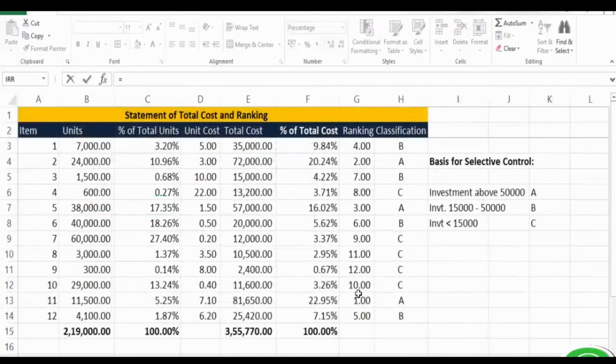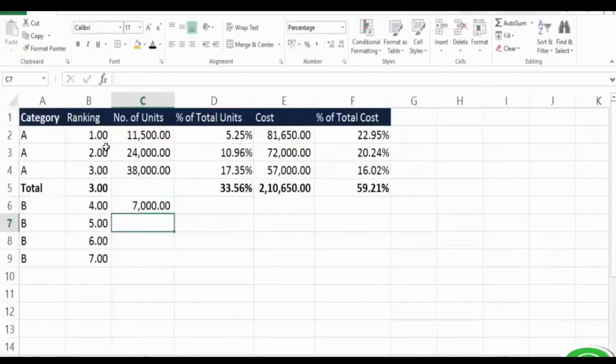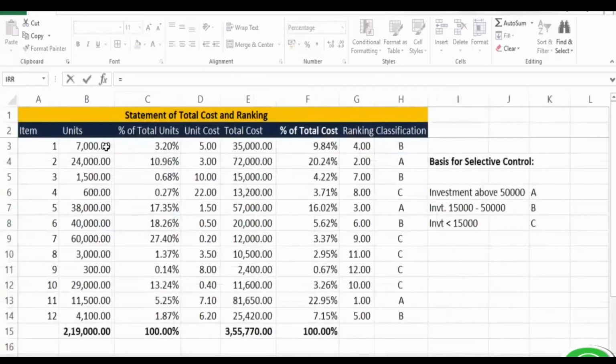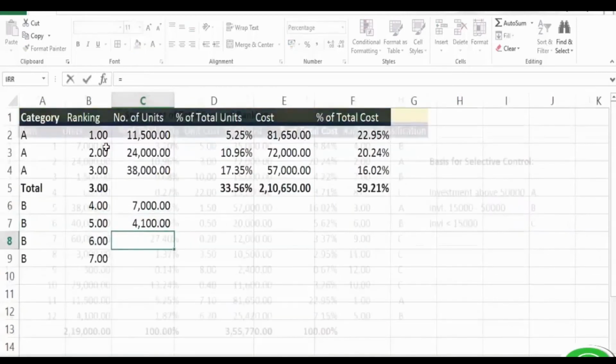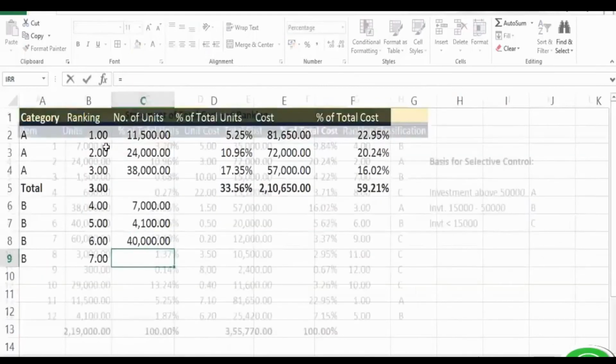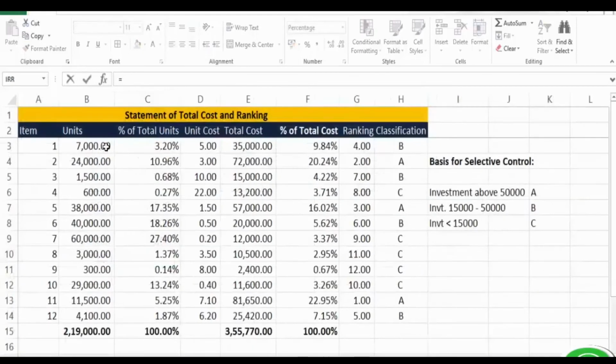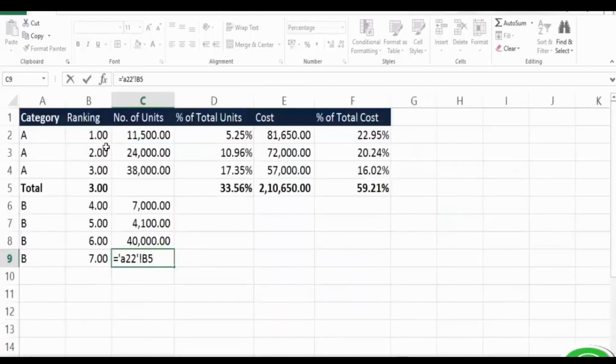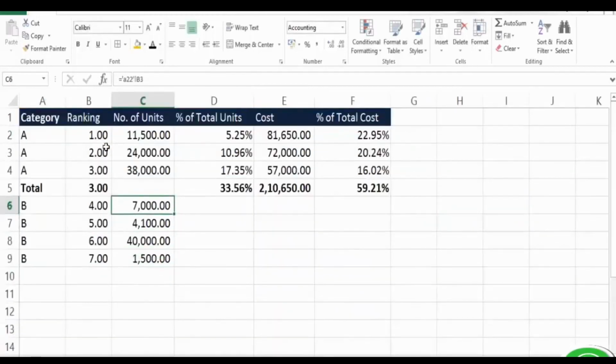For the 4th rank, here we have 7,000. Then the 5th rank we have 4,100. The 6th rank is 40,000, and the 7th rank is something like 1500. Okay, and the percentage, let me just pick up the percentages.